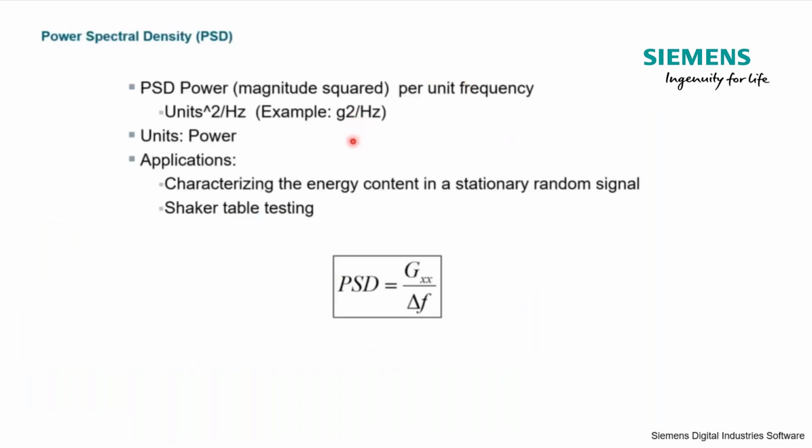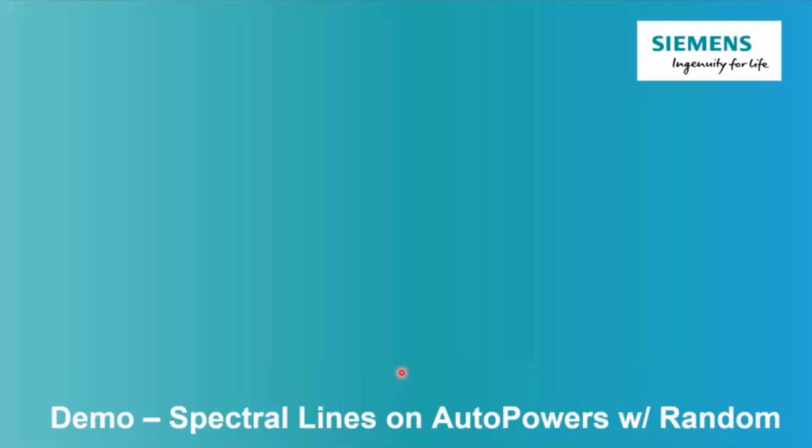So you'll have units like G squared per hertz, and a really big application, which you're probably using right now, is shaker table testing. A lot of people use PSDs there, and you can see the DSP format of how it's written. Basically, it's that auto power divided by the frequency resolution that we have set. We're going to look at a demo now by Pete on how spectral lines affect auto powers with random data.